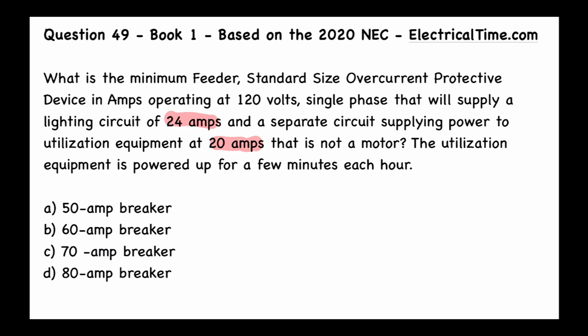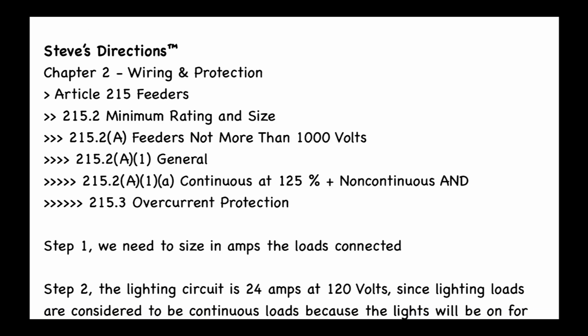And the answer to this question is going to be A, and that's going to be a 50 amp breaker. So let's go into our code book and let's see how we found this. The first question we're going to ask ourselves is, what article are we talking about? That's going to be feeders, and feeders are found in Article 215. Article 215 for feeders is found in Chapter 2, Wiring and Protection.